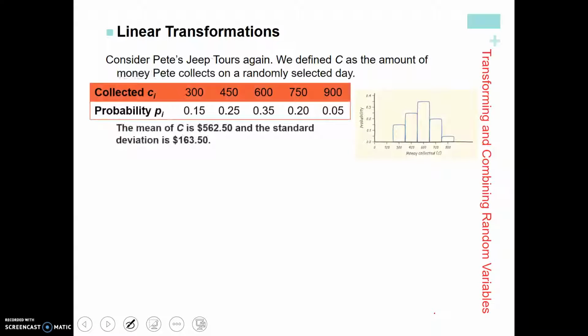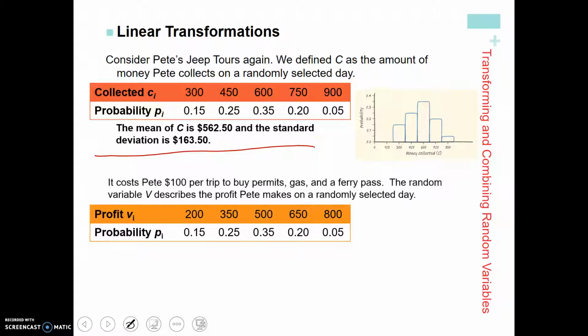Okay, so let's look at another one. That's the same table, and that's what we got before for the mean and the standard deviation. But let's say that it costs him money to do all of this. It costs him $100 to buy the permit, the gas, and the ferry, but it doesn't matter how many people he takes along with him.